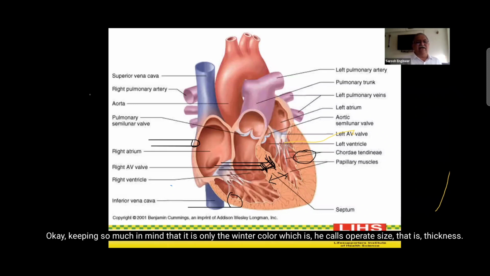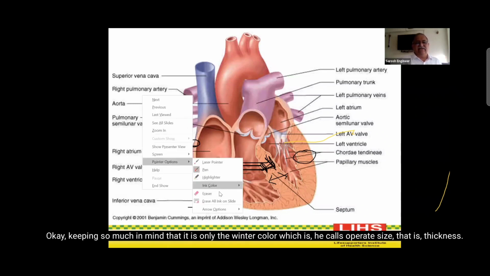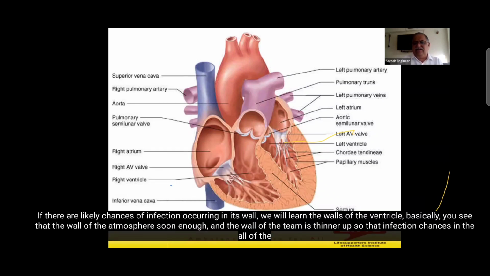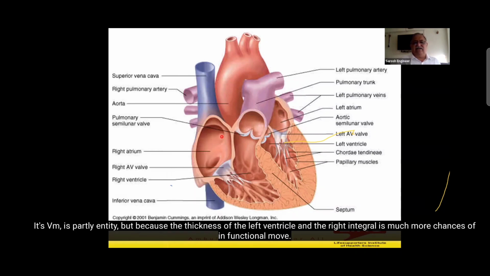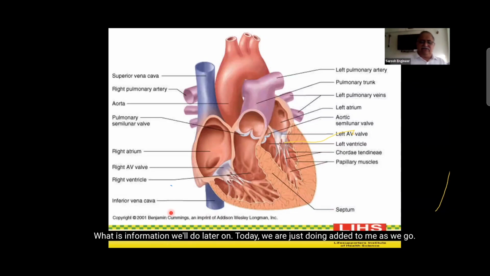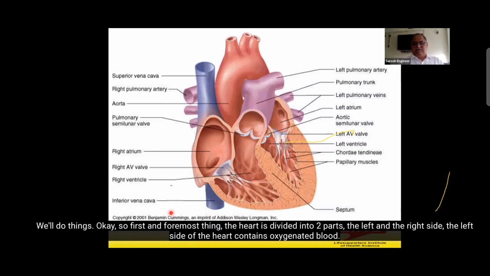Okay. Keeping so much in mind, it is only the ventricle which, because of its thickness, is likely to have infarction occurring in its wall, so we will learn the walls of the ventricle. Basically, the wall of the atrium is thin enough that infarction chances in the wall of the atrium are hardly anything. But because the thickness of the left ventricle and the right ventricle is much more, chances of infarction are more. What is infarction? We'll do that later on. Today we are just doing anatomy. As we go ahead, we'll do things.